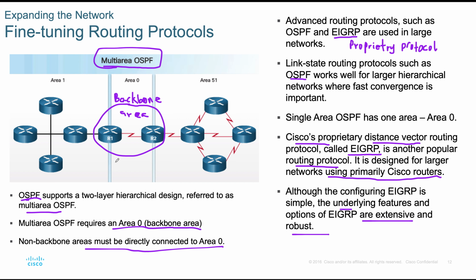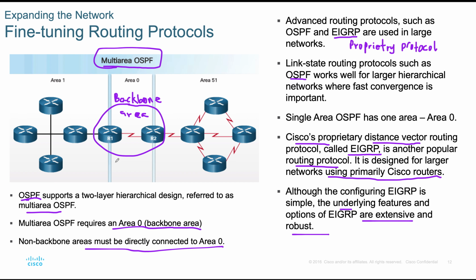The second one, which was developed by Cisco, is the EIGRP routing protocol. It stands for Enhanced Interior Gateway Routing Protocol, and is a Cisco proprietary distance vector routing protocol. It's a very nice routing protocol for all Cisco devices on our network. Is that okay? So we move on quickly. The Cisco proprietary distance vector routing protocol called EIGRP is another popular routing protocol used on the network and is designed for larger networks using primarily Cisco routers.